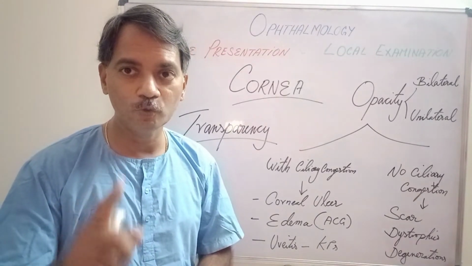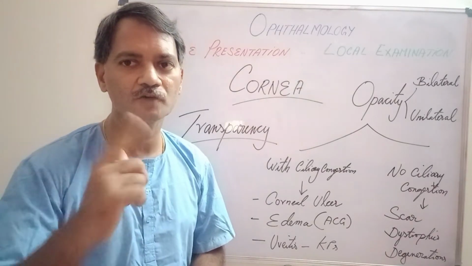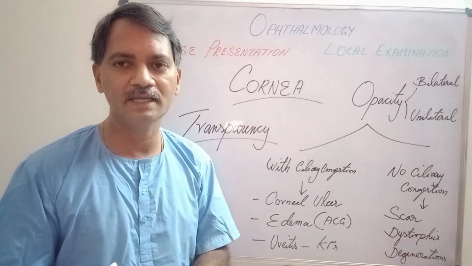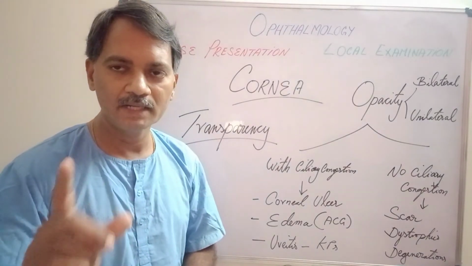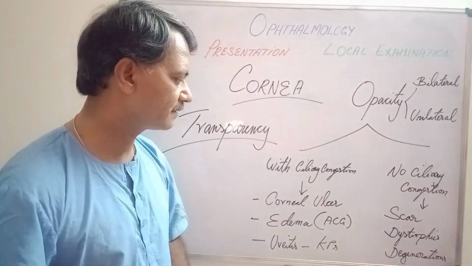Sometimes it may be unilateral because there is maybe an asymmetry in the occurrence of the dystrophy. In one eye, the dystrophy may start early, in the other eye it may come a little bit later. But in dystrophies, the congestion most often will not be there.